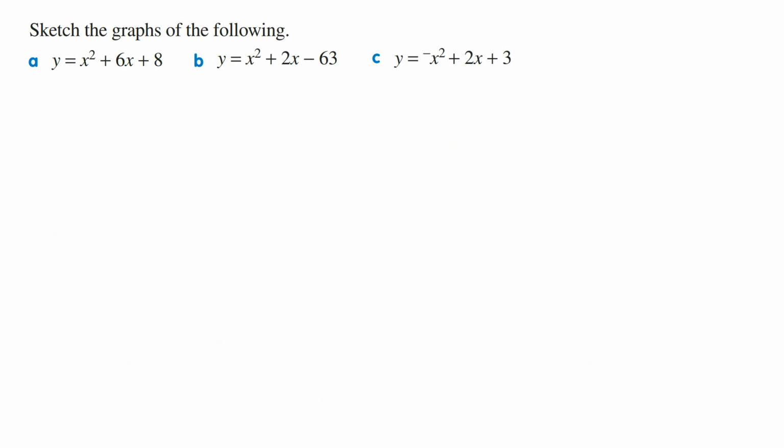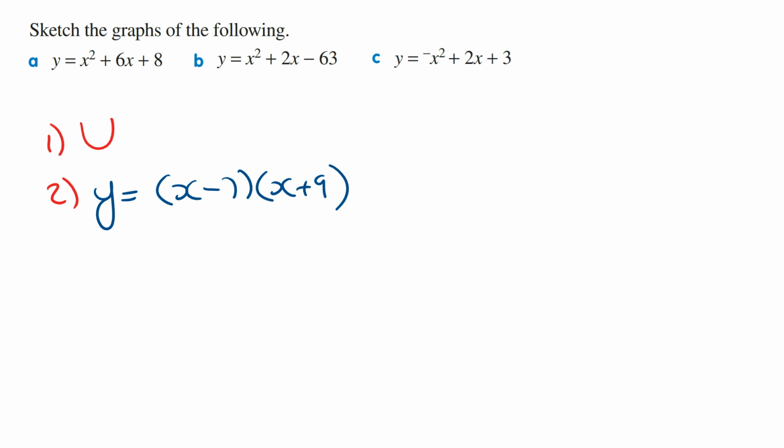Part B, y is equal to x squared plus 2x minus 63. Looking at the coefficient of the x squared term, this is positive, and so the graph is going to be in this form. For the second step, we need to factorize this expression. And so we need two numbers that multiply to give minus 63 and add to give positive 2. And so this is going to be the numbers minus 7 and then plus 9. And so in factorized form, this is going to be x minus 7 times x plus 9.